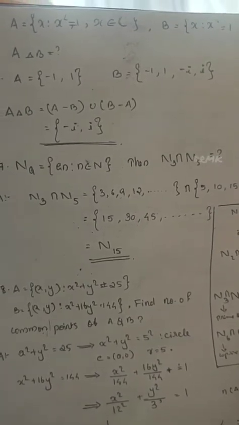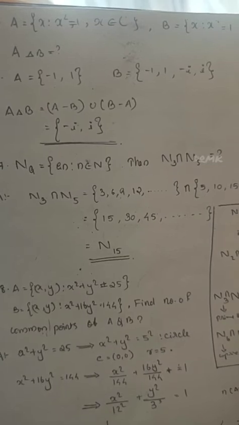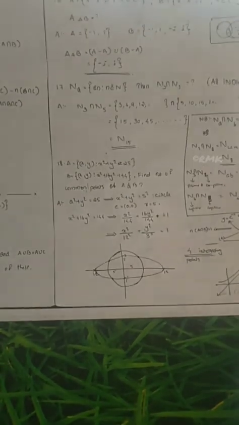So A delta B is A minus B union B minus A. It is called the symmetric difference between A and B.